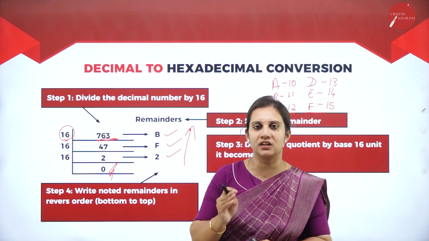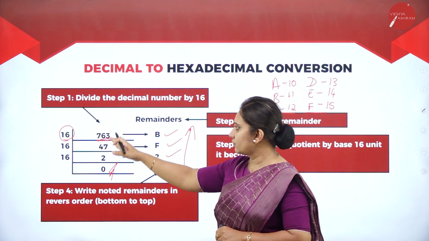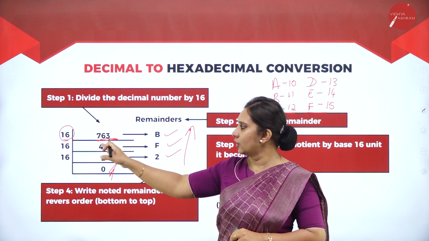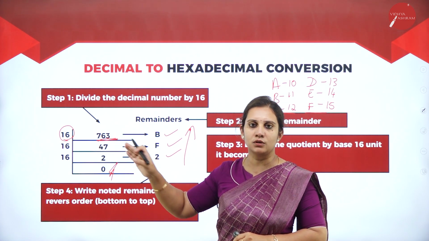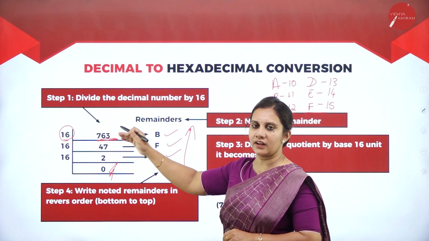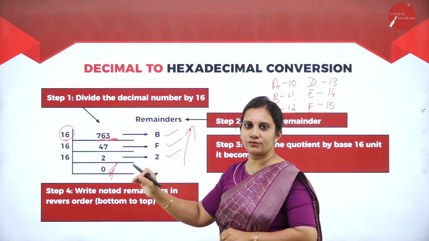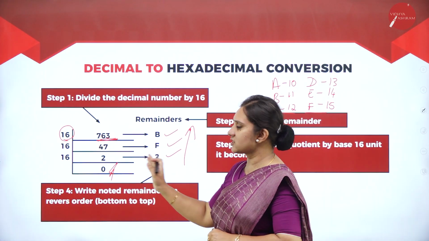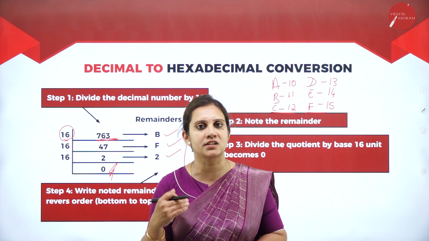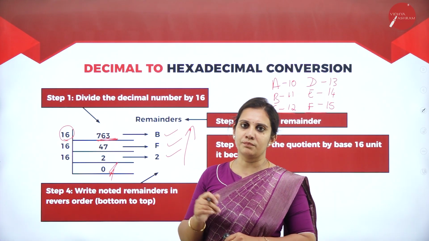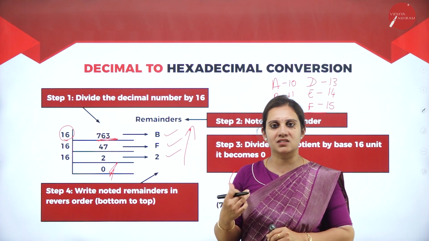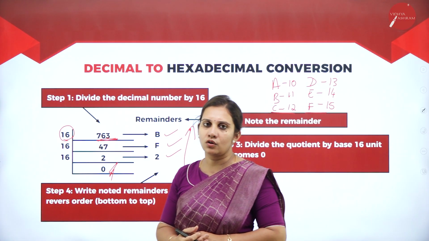This is how we need to keep on dividing by the base value of the given decimal number. If the decimal number is 763 or any other number, and I need to convert it to hexadecimal, the base is 16. If I want to convert it to the octal system, it is 8. If I want to convert to binary, it is base 2. Hope it's clear. This is what we call the division method.